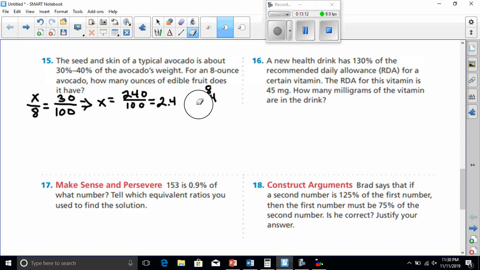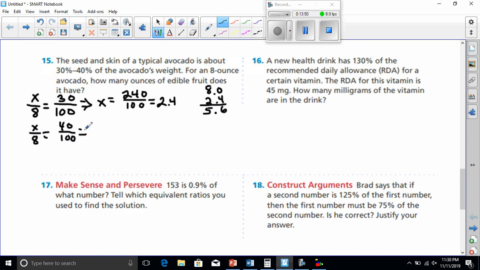Better do this the right way and line up my decimal points. And if I do, I see that I'm going to have 5.6 ounces that are edible. But remember, this is a range we're talking about. So in another case, 40% of it might be the seed and the skin. So I will have to do the same percentage here, but this time put 40% on top to give me my range.